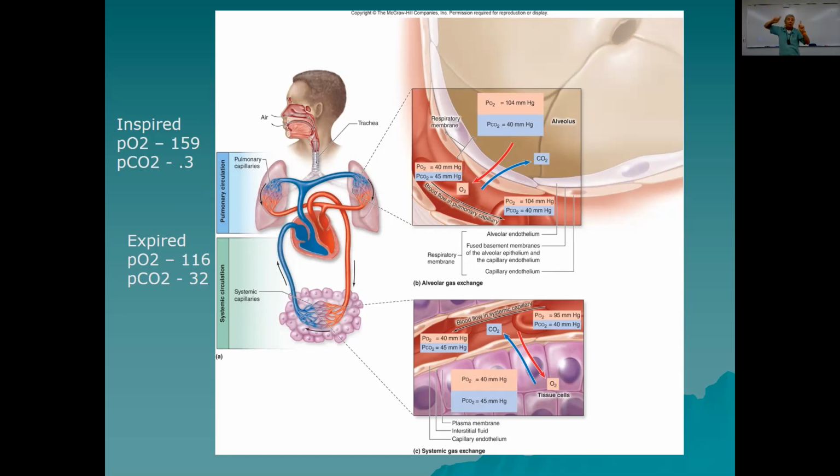And this happens in 0.2 of a second. That blood is in contact with the alveolus for 0.2 of a second. And it goes to equilibrium. Okay.